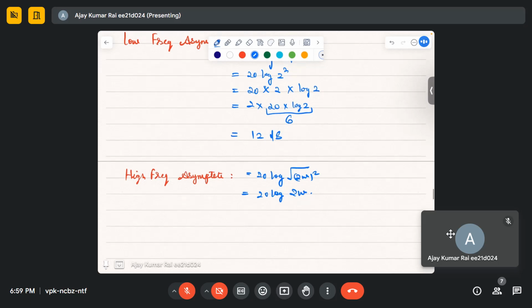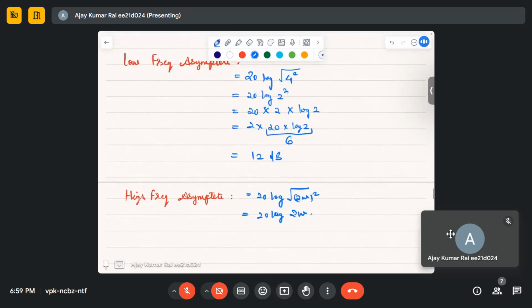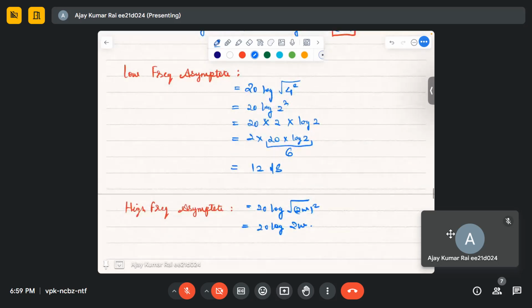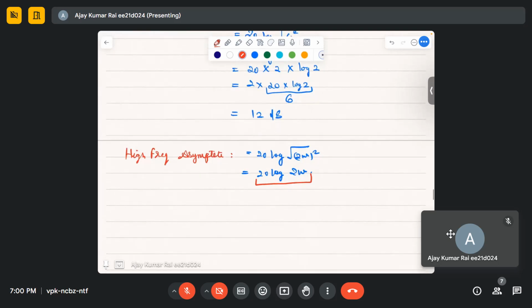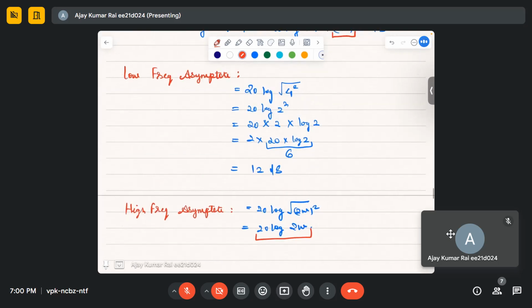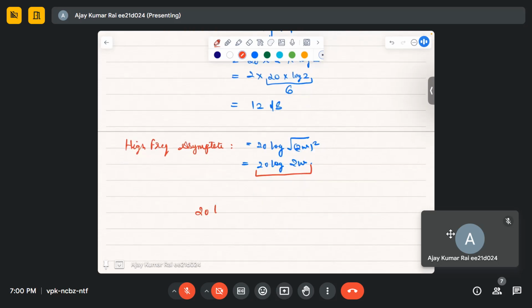Okay, so we have calculated the magnitude, the low frequency asymptote and the high frequency asymptote. And what we can see here is that when this magnitude becomes equal to 12 dB, that is our corner frequency. So when these two asymptotes intersect, that's the corner frequency. You can find it by just equating them.